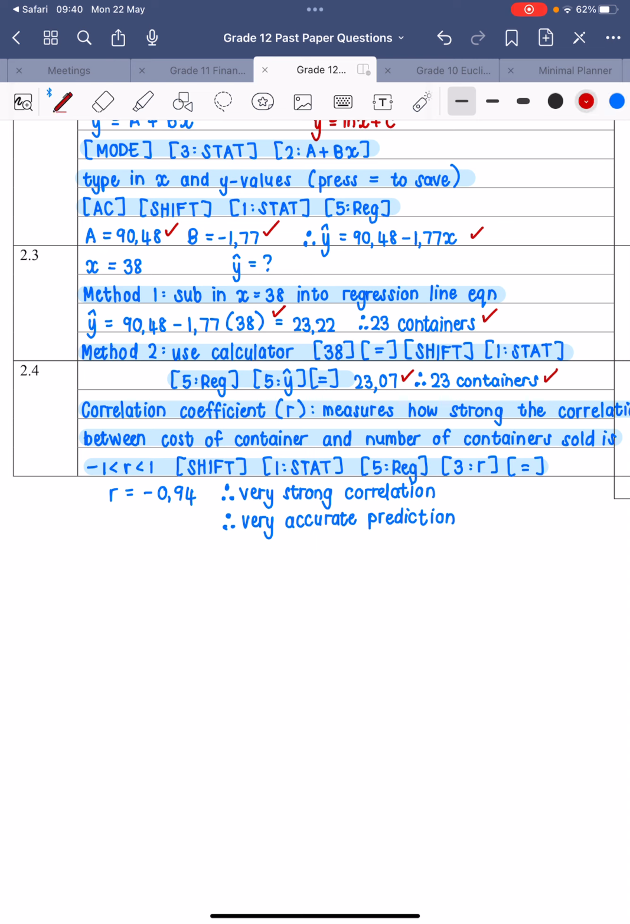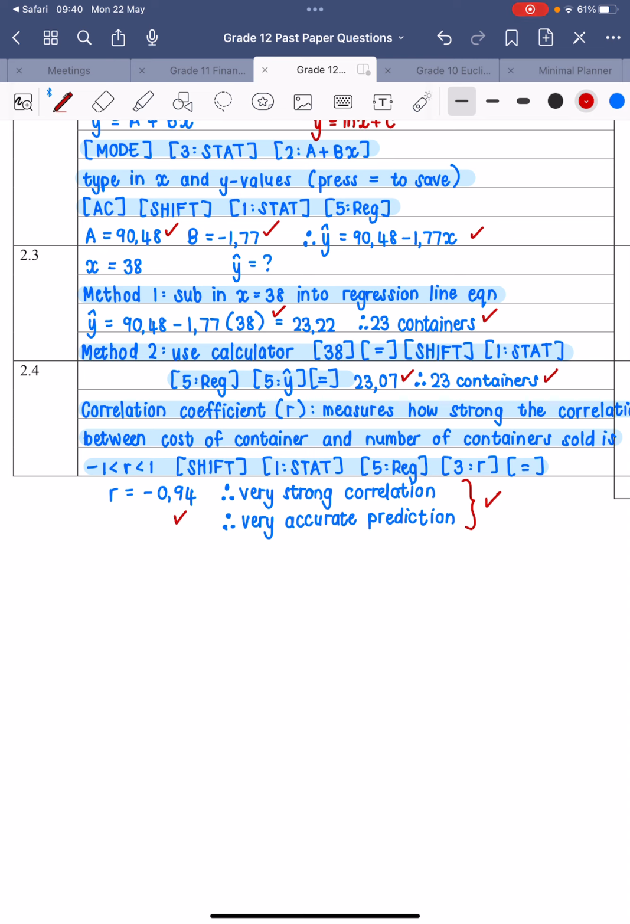All right, so you would get a mark for saying that your correlation coefficient is this. And then you would get your second mark for saying, because the correlation is very strong, that means that the prediction is very accurate. Guys, if your correlation coefficient was like a 0,1 or 0,3 or maybe even a 0,5, if it was not very close to 1 or -1, that means that you don't have a very strong correlation, so your prediction is not going to be very accurate.